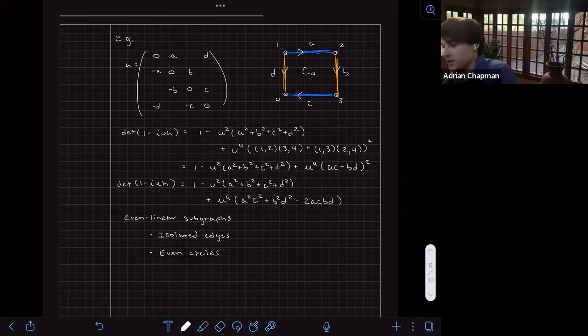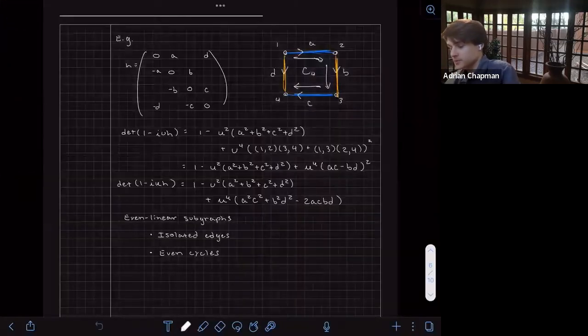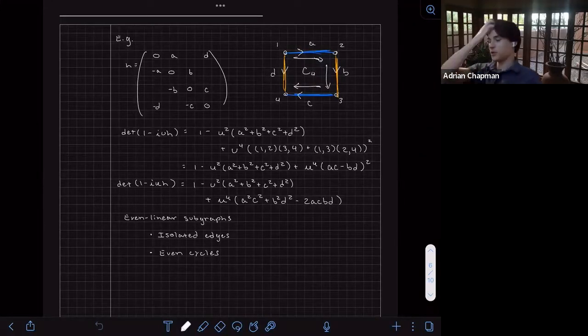So this is what's called an oddly oriented cycle, because as I go around the even cycle, I see three edges going with me, in this case 1, 2, 3, and then one edge that goes against the direction that I go in. And the parity of this number is independent of the direction I choose.